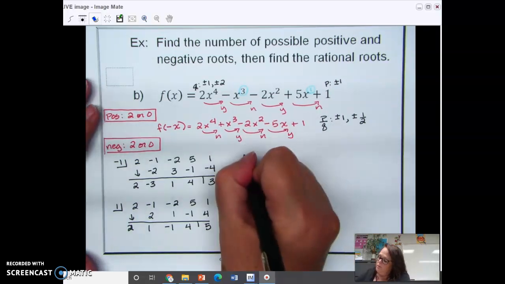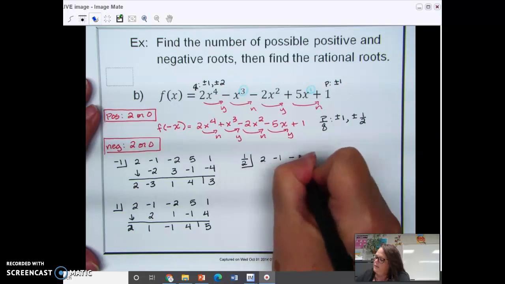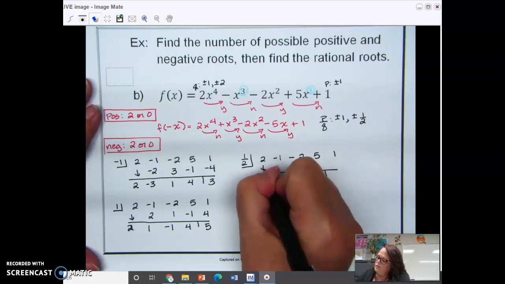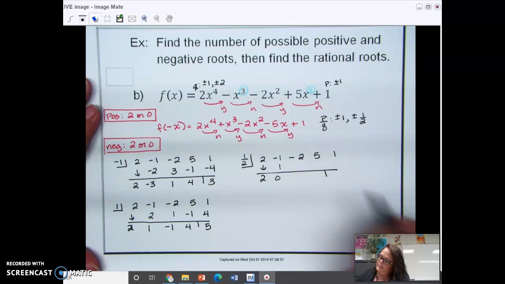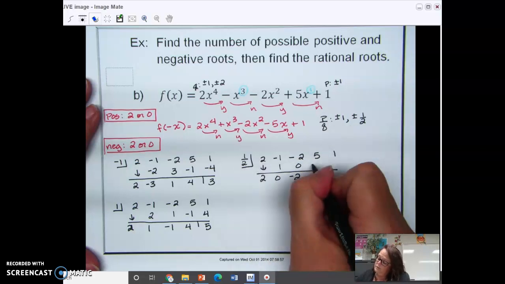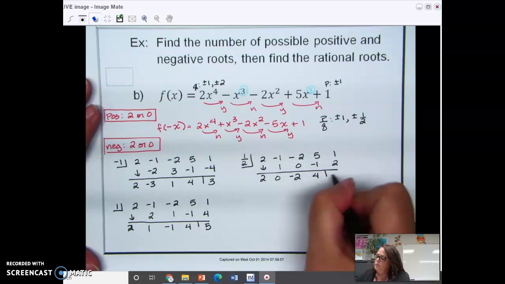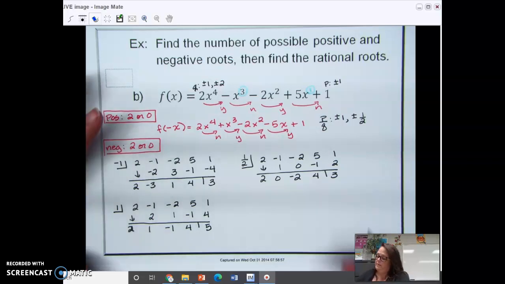So now I've got to try 1/2. So I've got 2, negative 1, negative 2, 5, and 1. And let's see what happens. So if I drop the 2, half of 2 is 1, plus negative 1 is 0, half of 0 is 0, plus negative 2 is negative 2, half of negative 2 is negative 1, plus 5 makes 4, and half of 4 is 2, plus 1 makes 3. So again, I don't have a remainder of 0, therefore this is not a root of the problem.